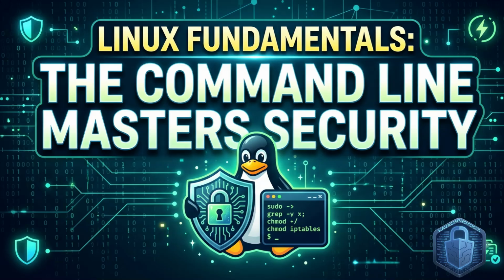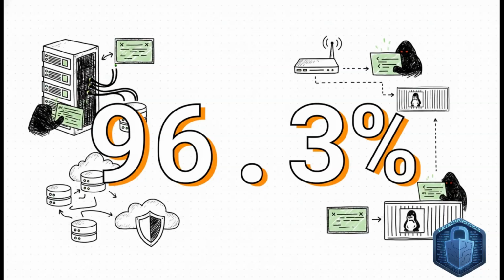So you might be wondering, why is this so absolutely crucial? Well, 96.3%. That is the percentage of the world's top 1 million web servers that run Linux. And it doesn't even stop there. 100% of the top supercomputers, all the major cloud providers like AWS and Azure, the routers securing your networks, the containers deploying your apps, they all run Linux.